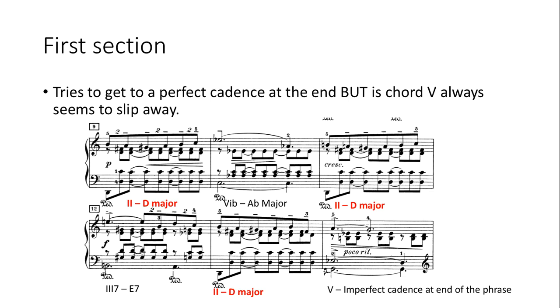After we land on chord 2, we land on chord 6B, or actually flat 6B, A flat major. And then we go back to chord 2, and we might end up on chord 5 again, but we don't. We go to chord 3-7, so E7, and then maybe we go back to chord 2 and we might end up at chord 5, and this time we do end up on chord 5, and this creates an imperfect cadence at the end of the phrase.